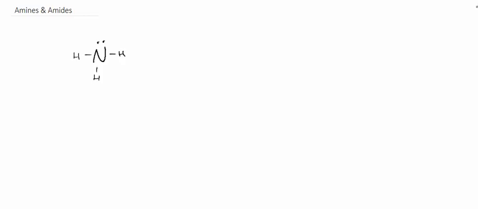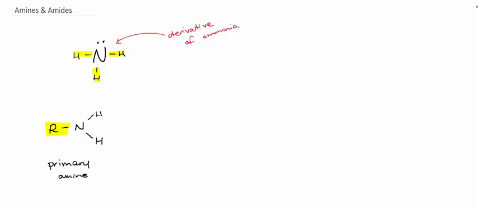In this video, we're going to have a look at amines and amides. As we start, it's useful to recognise that an amine is a derivative of ammonia, in which one or more of the hydrogens has been replaced by an alkyl group or a hydrocarbon chain. You can see in this example here, one of the hydrogens has been replaced by a carbon chain. And this is an example of a primary amine.